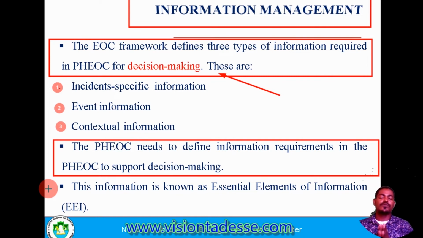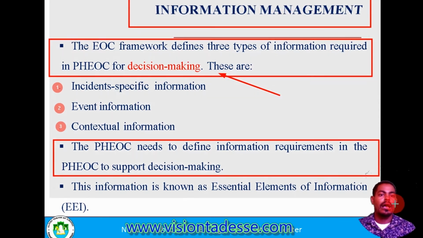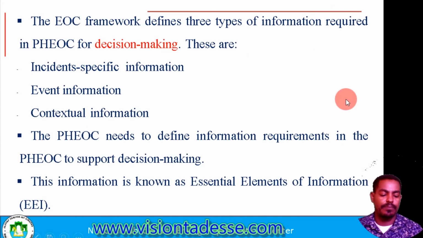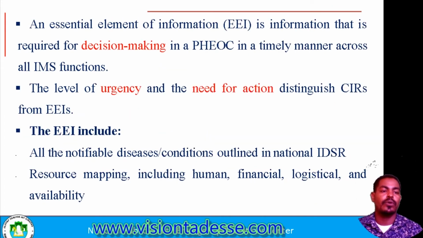This information is known as the essential element of information. What are EEI? Incident specific information, event information and contextual information, together they are called EEI. We must know these things, and since they are very important, what EEI and CIR are, we will go to the next step.